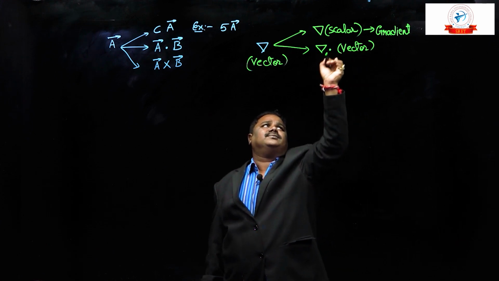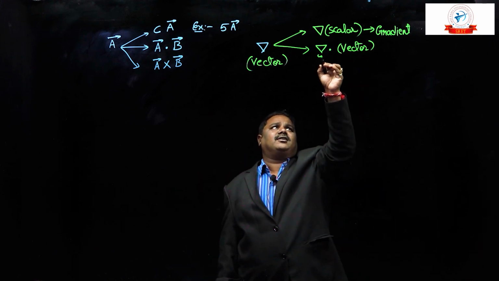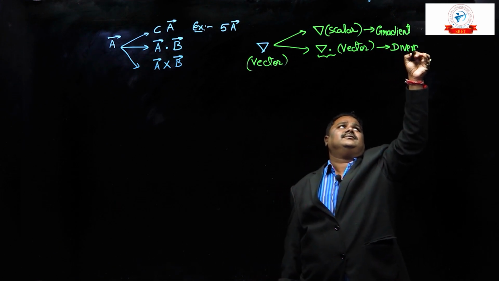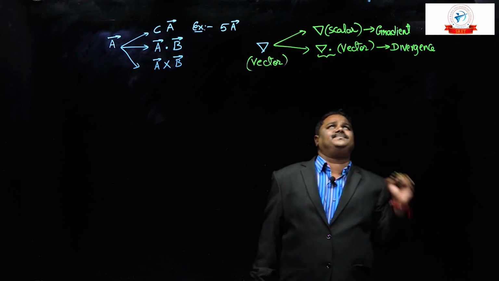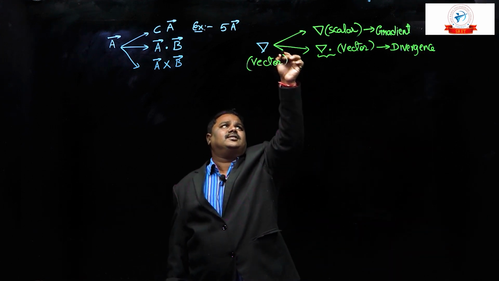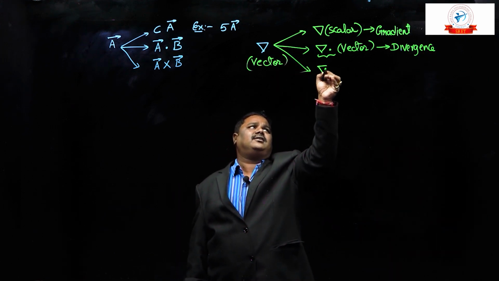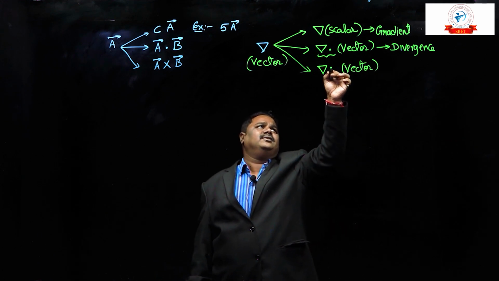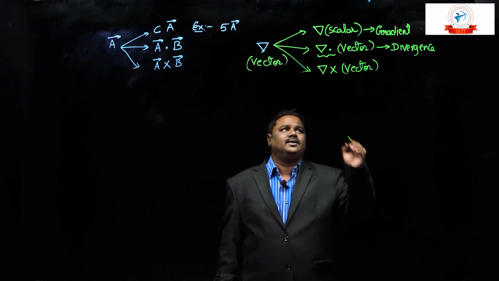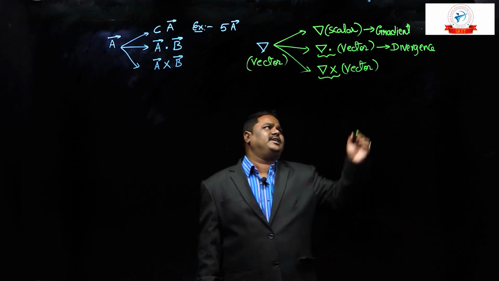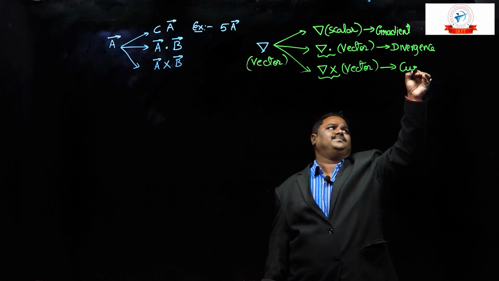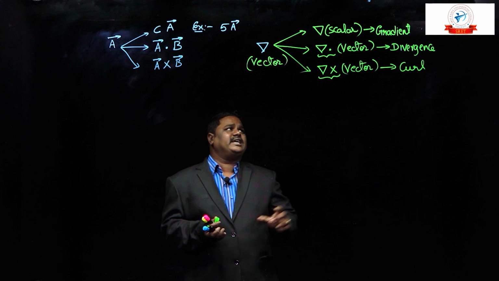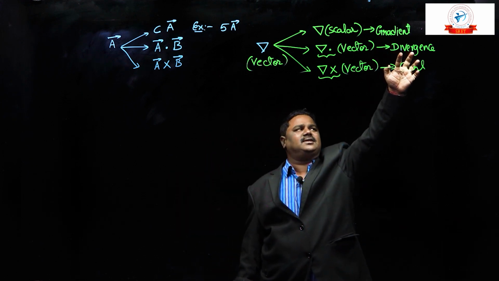And next, we can multiply this del vector with any other vector with the help of dot product. This combination, del dot, is called divergence. The third way of multiplying this del vector is that del can be multiplied with any other vector with the help of cross product. Now the combination of this del cross is called a curl operation.